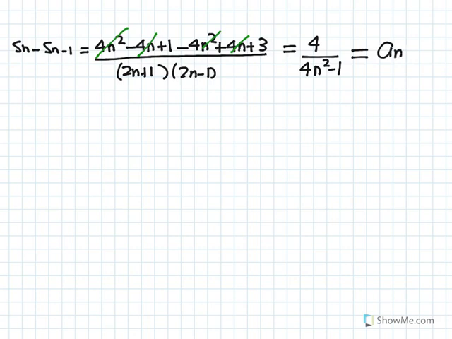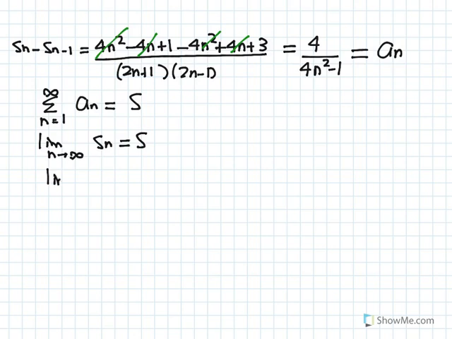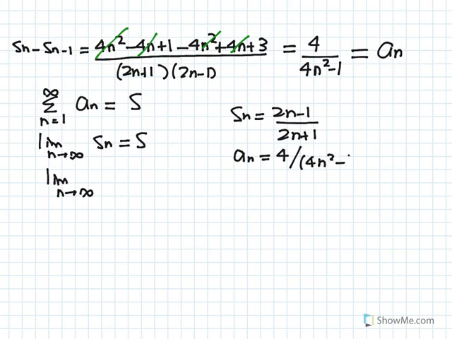So now we need to find the sum of this series, summation n goes from 1 to infinity of an. We basically take the limit of the nth partial sum, and this will be easy because we're given the nth partial sum, Sn. Take the limit as n goes to infinity, and that gives us the sum of this series. We're given Sn equal to (2n minus 1) divided by (2n plus 1), and we solved for the general term an equal to 4 divided by (4n squared minus 1).